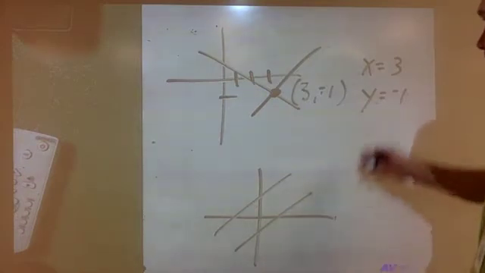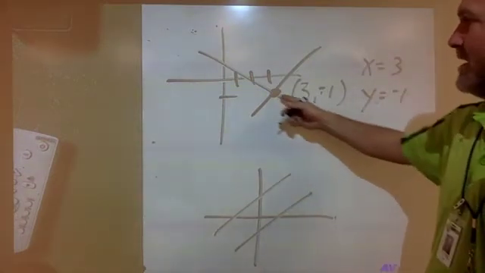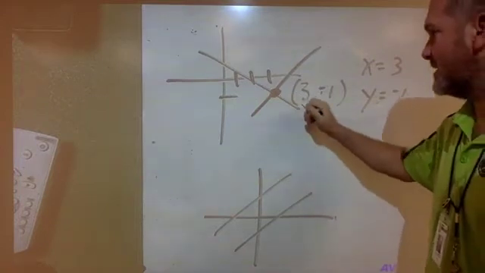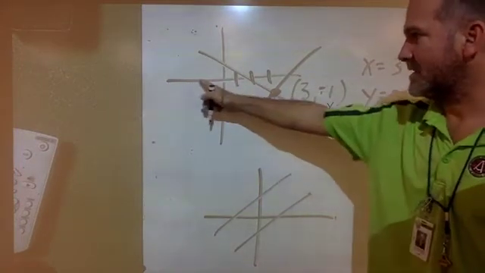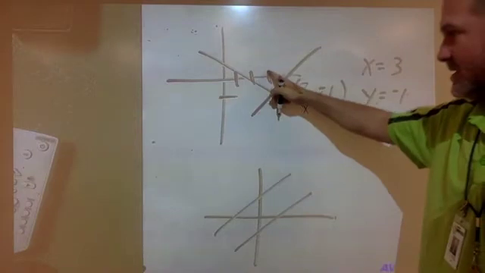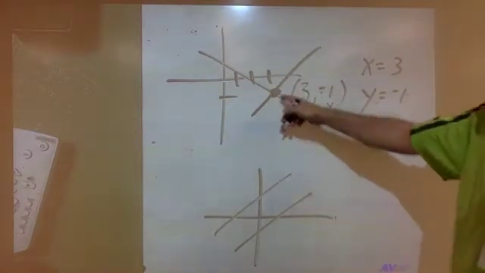It's that easy. How do I know x is 3 and y is -1? Because this is an ordered pair, and you always do the x coordinate first and the y coordinate second. You went in the x direction 3 and the y direction down 1 to get to that point.